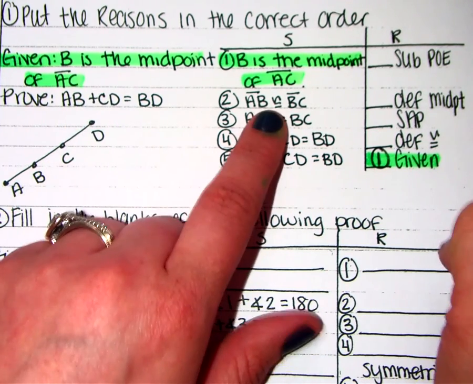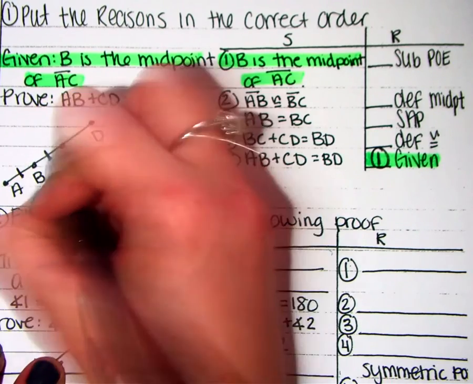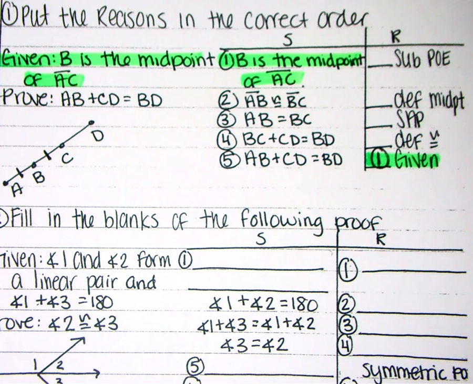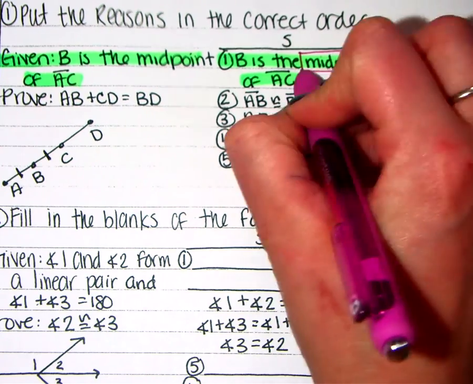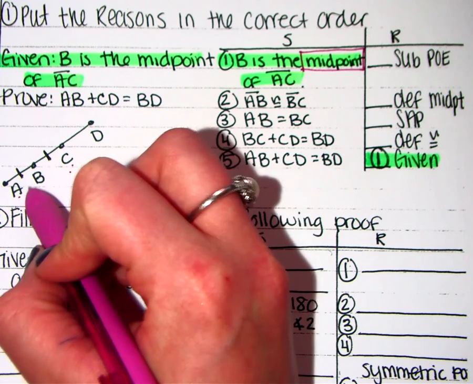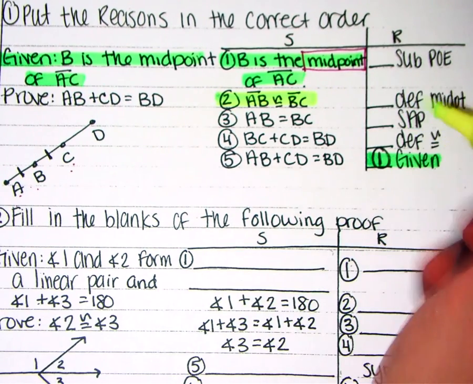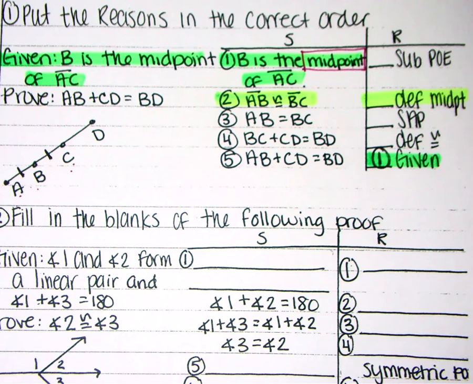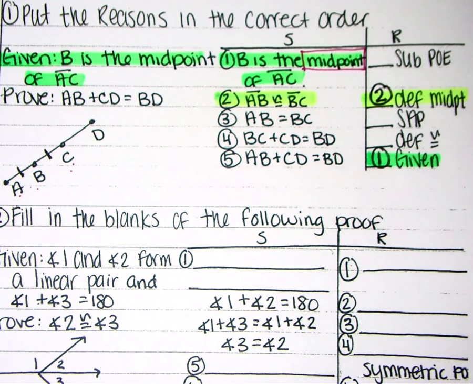Then we're looking here, AB is congruent to BC. We would know that this is true because in our problem we have a vocabulary word, midpoint. B is the midpoint of AC. Well, if B is in the middle of AC, that would mean that AB and BC are equal. So step 2 is actually a definition of midpoint. Remember, in definition of midpoint, they are congruent first. So the second step is definition of midpoint.